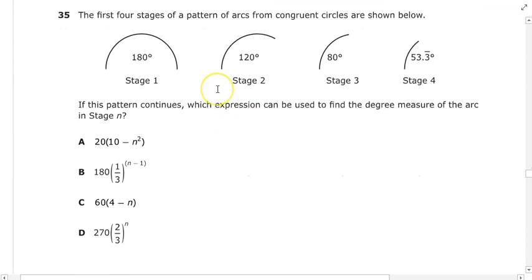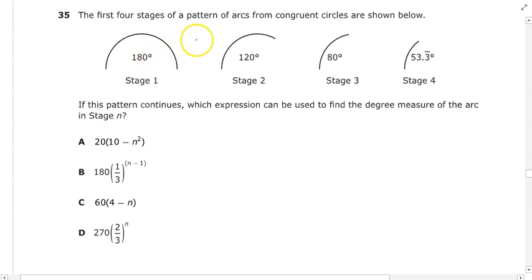35. First 4 stages of a pattern of arcs from congruent circles are shown below. If this pattern continues, which expression can be used to find the degree measure of the arc in stage N? So basically we have stage numbers and we have values that represent the degree. So notice on this first one, you can either think about how this is being multiplied or added or subtracted, or what exactly is happening.